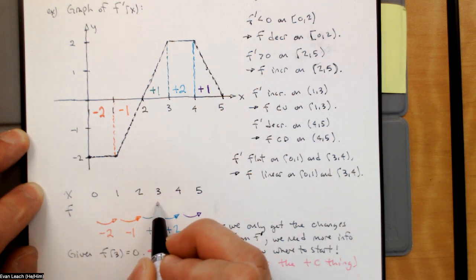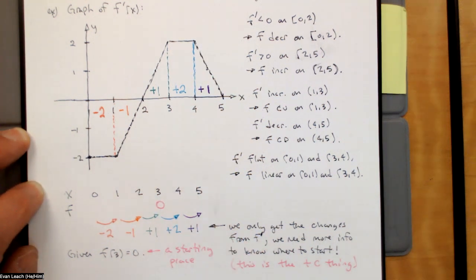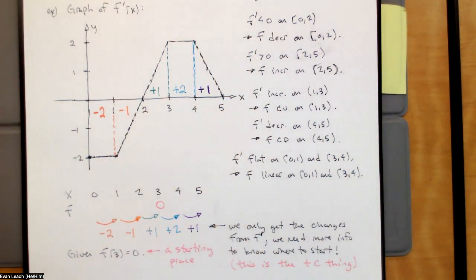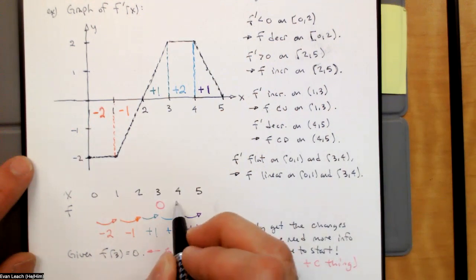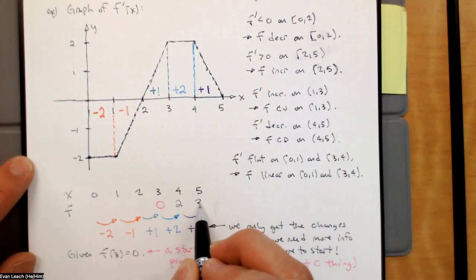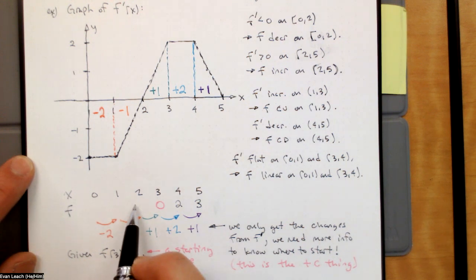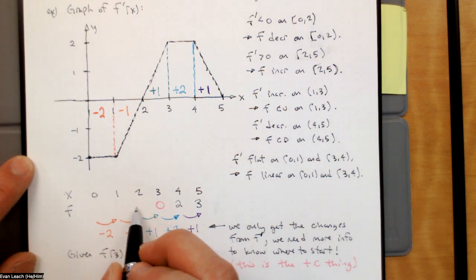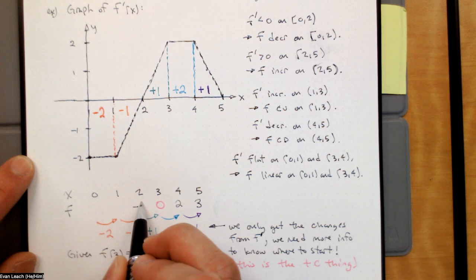So if we're given that f of 3 is equal to 0, now I can figure out the rest of the values. From 3 to 4, we see an increase of 2. So f of 4 is equal to 2. From 4 to 5, we see an increase of 1. So f of 5 is 3. From 2 to 3, we see an increase of 1. So f of 2 must be negative 1.